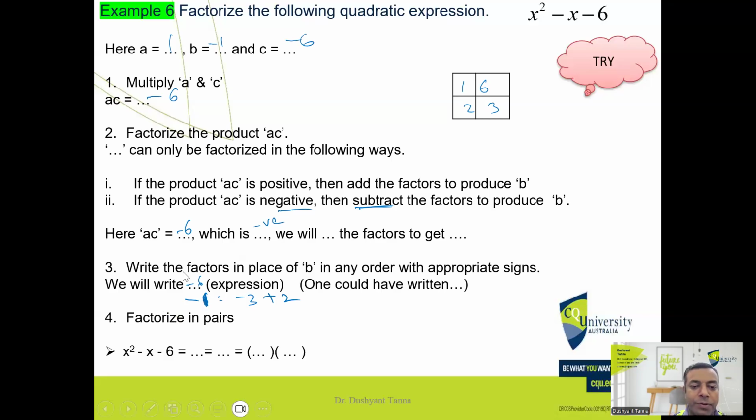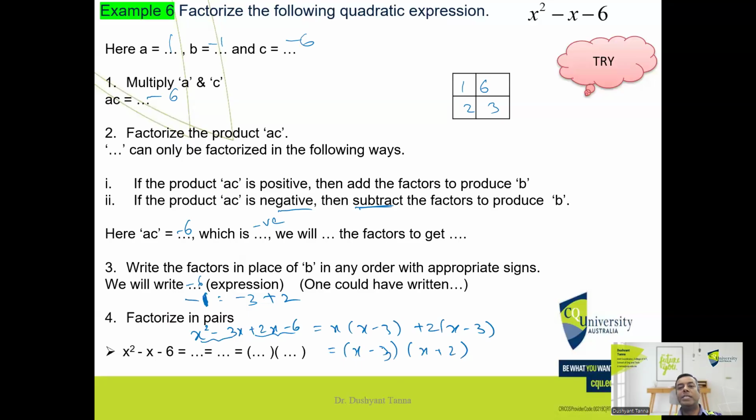Factorize in pairs. So what did you get? X squared minus x minus 6 is x squared minus 3x plus 2x minus 6. Make pairs. X common, x minus 3; plus 2 common, x minus 3. And finally, x minus 3 and x plus 2. Always quickly check at least the last term. Minus 3 times plus 2 is minus 6, which is the last part of the question. If that matches, most likely your answer is correct.